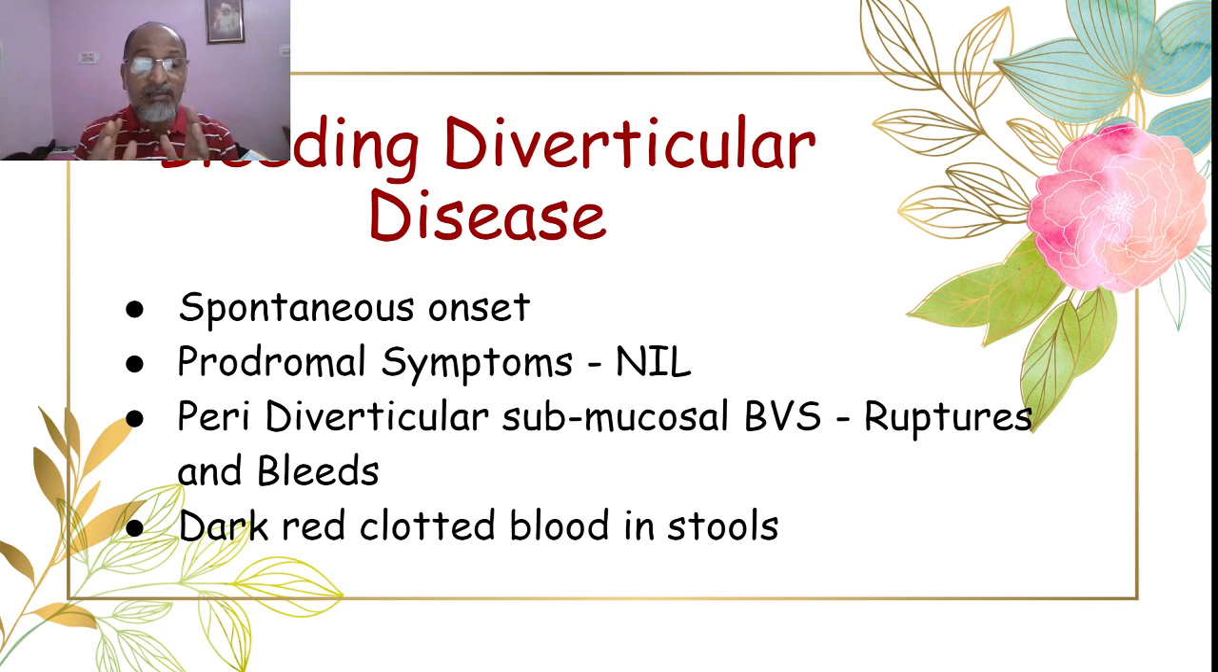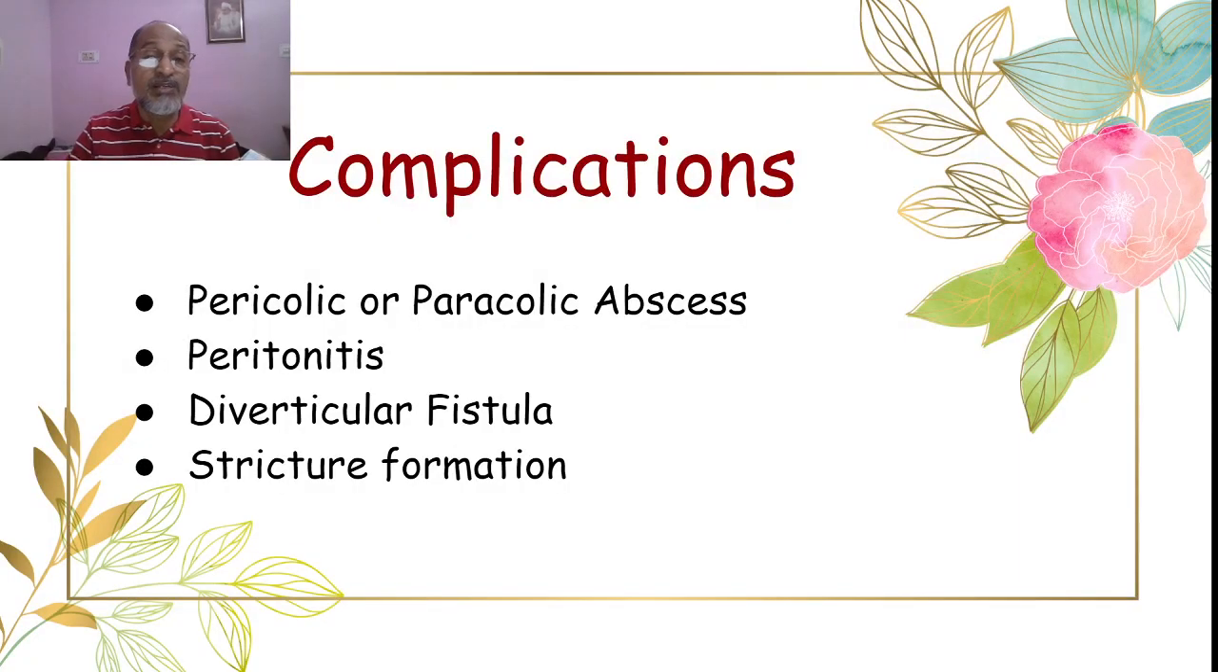And when he does an endoscopy or a colonoscopy, he finds it is the peridiverticular submucosal blood vessels which are ruptured and causing the bleeding. So it is a very frightening situation because blood means alertness to the patient and to the doctor. Otherwise, chronic bleeding in the gut leads to anemia and other complications.